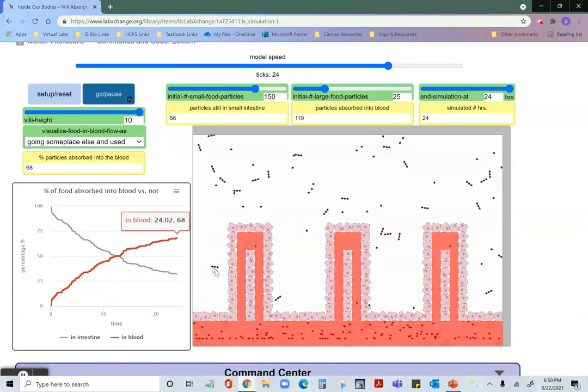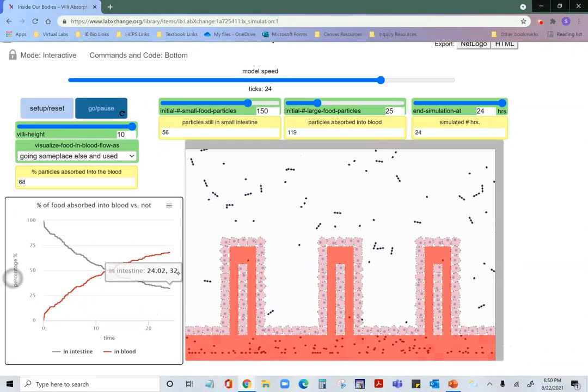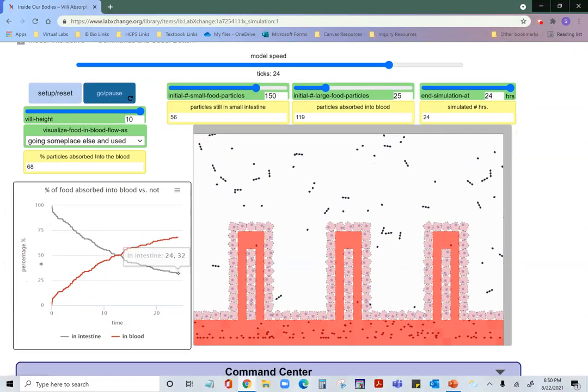All right, so as our villi height increased, now we're up to about 68% of the food that was eaten is absorbed into the bloodstream. And only about 30% is left in the intestinal tract. I'm looking at the y-axis at 68. That means 68% of the food was absorbed.